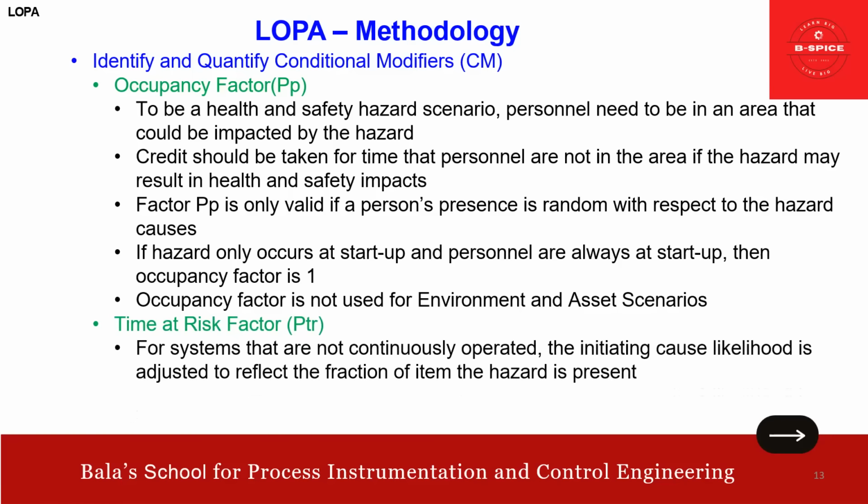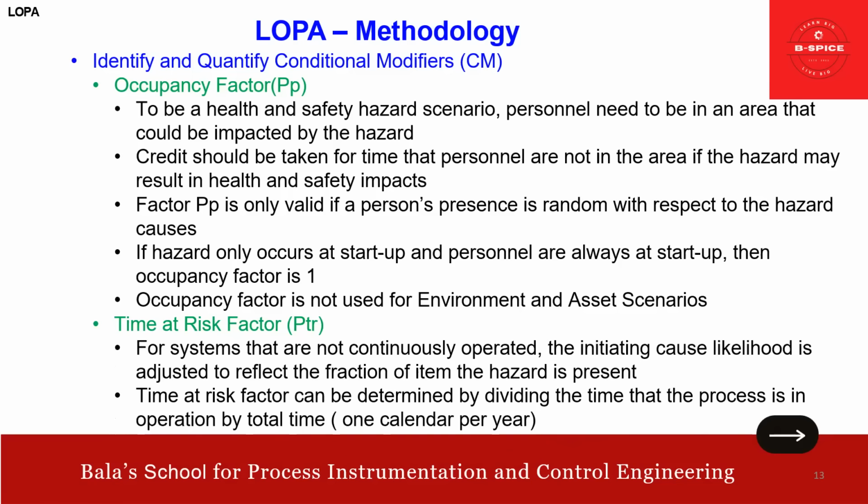For systems that are not continuously operated, the initiating cause likelihood is adjusted to reflect the fraction of the time that the hazard is present. So that is also something we need to take care of. So time at risk, what is that? How can we calculate it? It's simple. It is determined by dividing the time that the process is in operation by the total time, one calendar year.